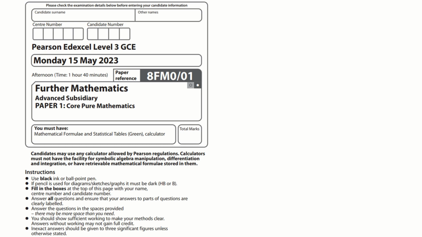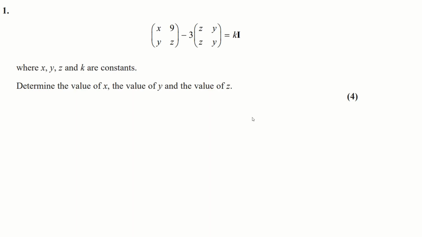This is the AS Core Pure paper from 2023. Let's just go ahead and do it. So Ki is just K times 1001. It's obviously two-dimensional because these are. So we just need x minus 3z to be K, and we need 9 minus 3y to be 0, and so on. We'll get 4 of these.